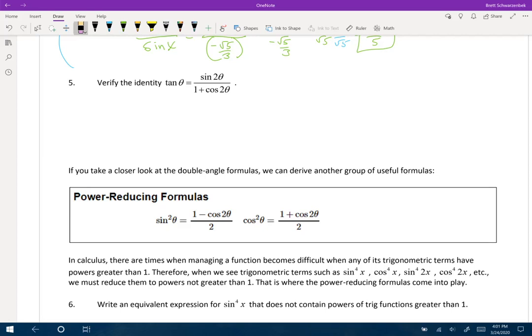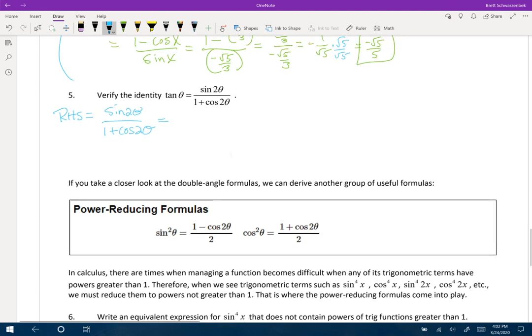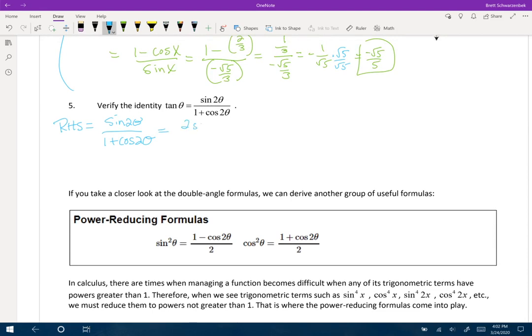You know, everybody's so excited about that. So let's try one of these. So interestingly enough, it looks like the right-hand side is the more complicated side here. So let's rewrite that as sine 2 theta over 1 plus cosine 2 theta. Okay, right away you can see that we have formulas for both of these, so we might as well just get right into writing them. So sine 2 theta is 2 sine cosine, and cosine 2 theta is cosine squared minus sine squared.